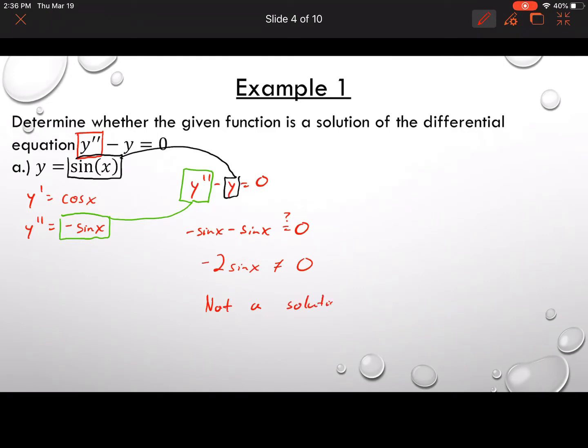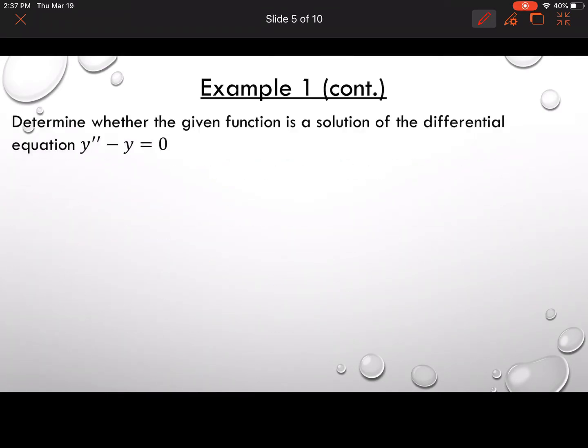Okay, it is not a solution because when we substituted in, it did not equal 0, which is what this equation is equal to. So it is not a solution. So once again, not very difficult. You just got to make sure you find the appropriate derivatives and then just plug in accordingly. So now let's look at B, the next equation that we're given.